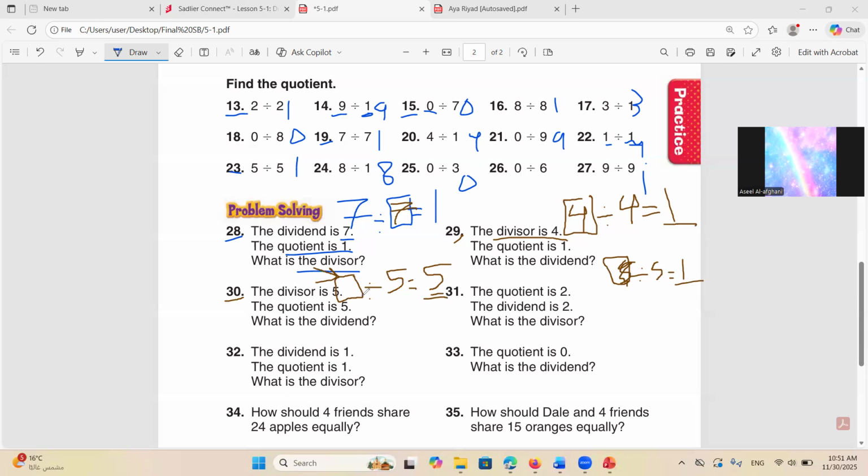Let's think. Or let's find the related multiplication sentence. 5 times 5 equals this unknown number. 5 times 5 is 25. Cool. So in this way, we found this dividend, which is 25, inside this square.